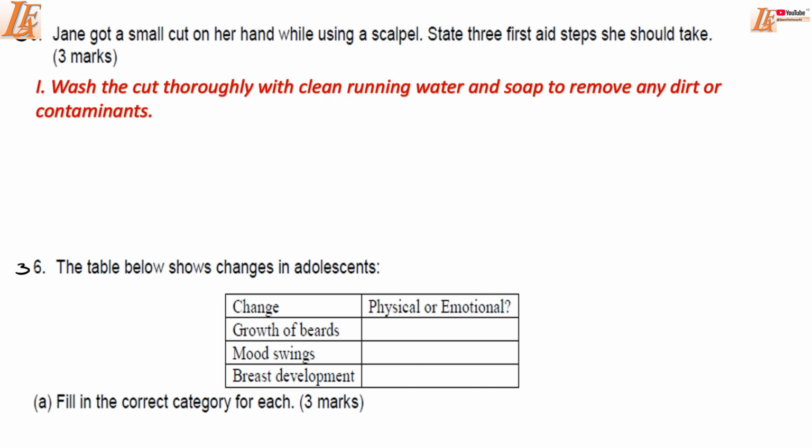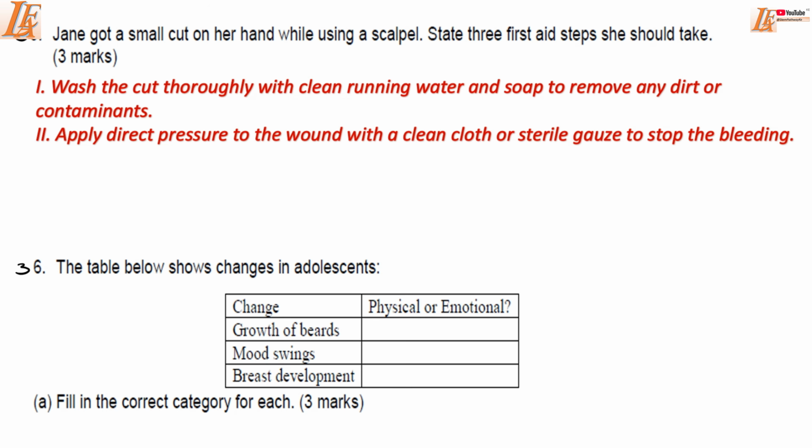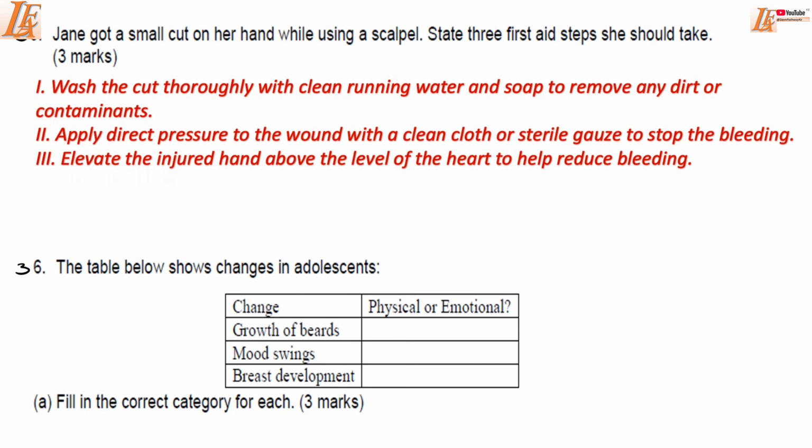The first one is that Jane should wash the cut thoroughly with clean running water and soap to remove any dirt or contaminants. The second one is that Jane should apply direct pressure to the wound with a clean cloth to stop the bleeding. The third one is that Jane should elevate the injured hand above the level of the heart to help reduce bleeding.